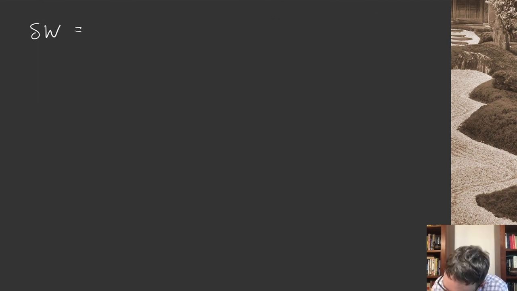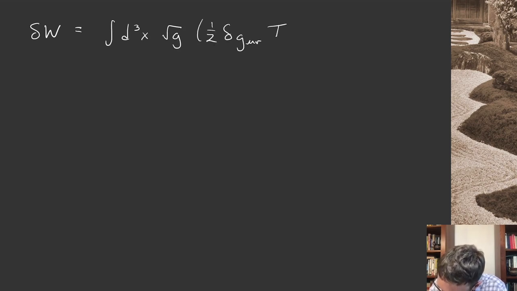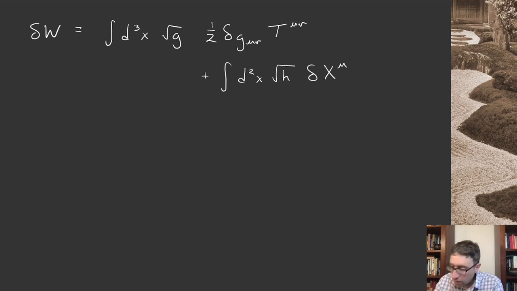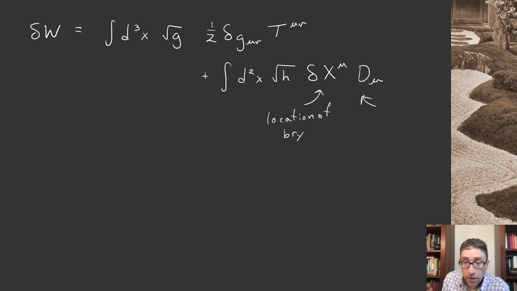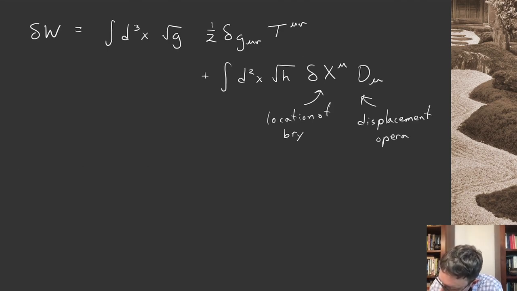So here's my variation of my effective action. I have a 3D bulk with a metric. And as we discussed before, we can define the stress tensor as the response of the system to a variation in the metric. And now I also have a 2D boundary, and here's my 2D metric on the boundary. You can ask, what is the response of the system to a variation of the location of the boundary? This response has a name. This is what's called the displacement operator. So the location of the boundary is a source for the displacement operator.